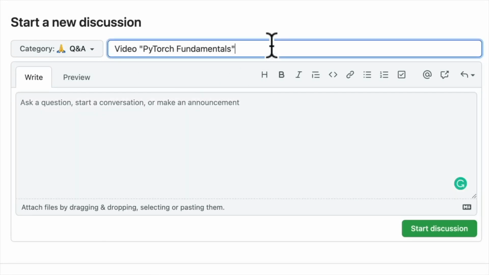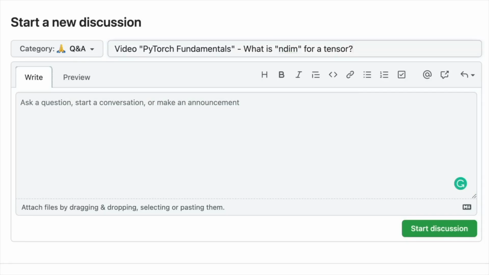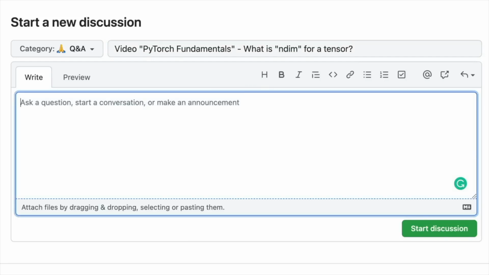Or you could type in your error as well. What is ndim for a tensor? And then in here, you can type in some stuff here. Hello, I'm having trouble on video XYZ. Put in the name of the video so that way I, or someone else, can help you out. And then code, you can go 3 backticks, write Python, and then you could go import torch, torch.randn, which is going to create a tensor. We're going to see this in a second.